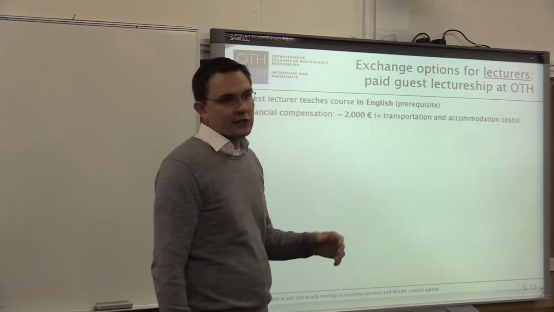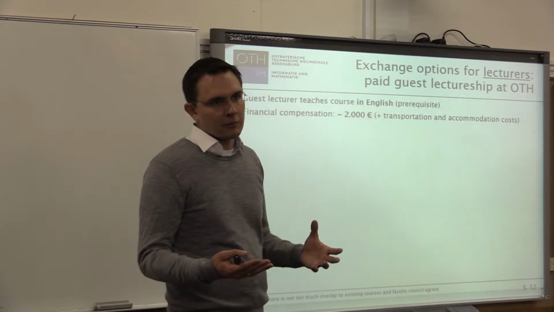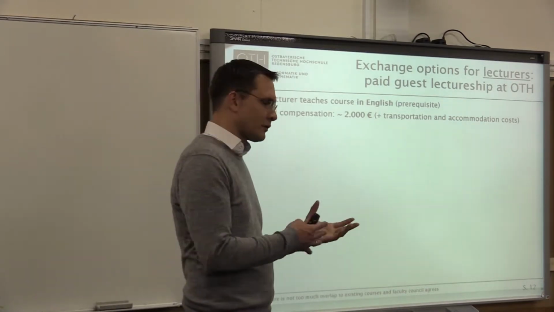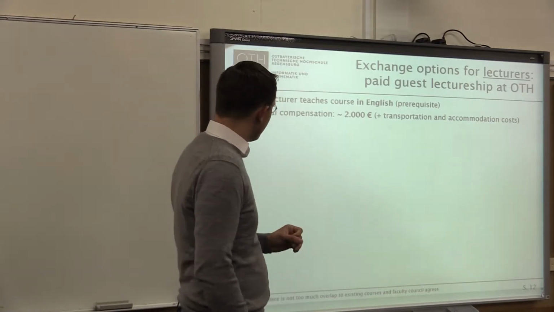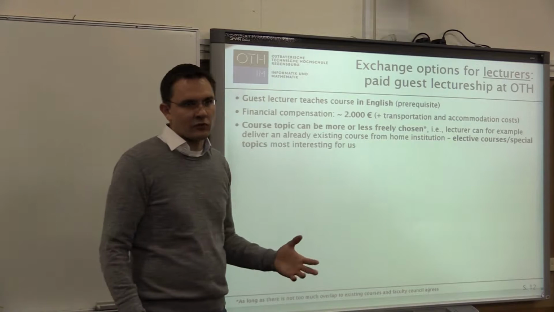How does this work? You teach a course worth 10 New Zealand credits. 10 New Zealand credits are approximately 5 European credits. That's a workload of 100 to 130 hours from our perspective. You teach in English. You can choose a paper topic more or less freely.